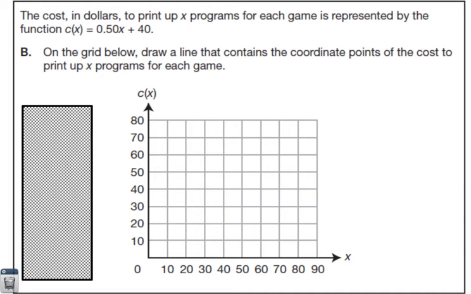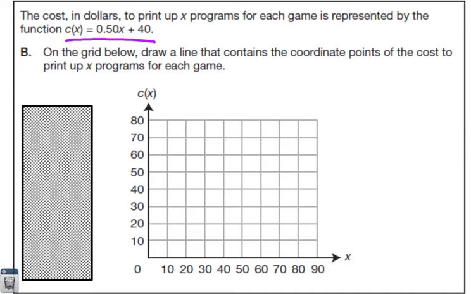Part B essentially gives you another function, and they just want you to graph it. They're saying on the grid below, draw a line that contains the coordinate points of the cost to print up X programs for each game. Essentially, they're saying draw a line that models or represents that function.